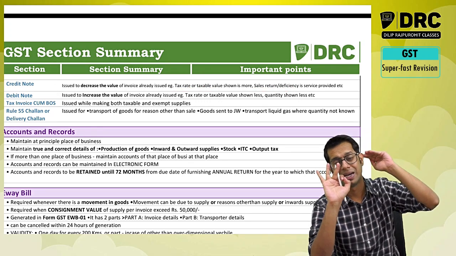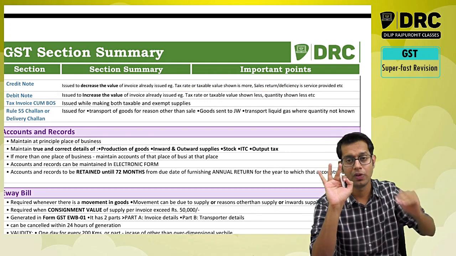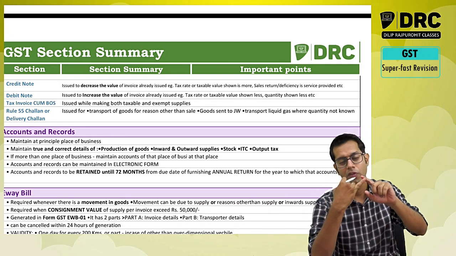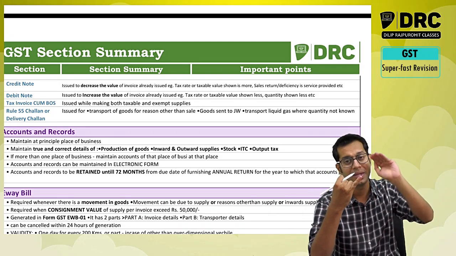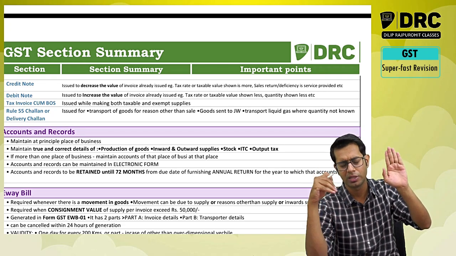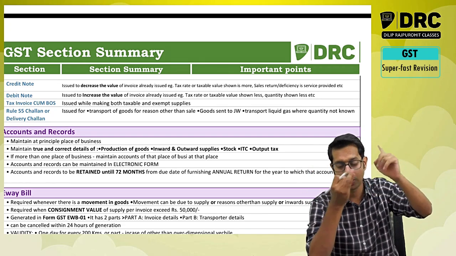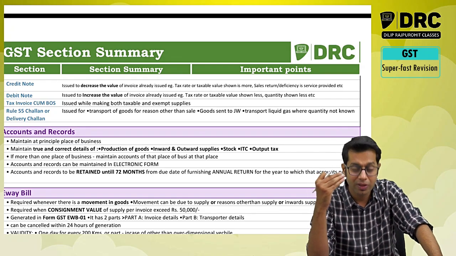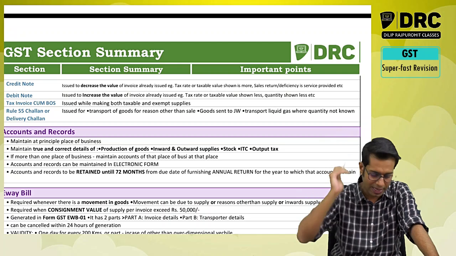Then a debit note is required to be issued only in 3 cases. Whenever you want to increase the value of an invoice which is already issued by you. So this debit note will be issued by you to increase the value of an invoice already issued. For example, the tax rate given in the actual invoice is less, but the tax rate which you were supposed to apply is more. So to increase the tax rate, to increase the taxable value, or when the quality or quantity of the goods and services are shown less in the actual invoice.